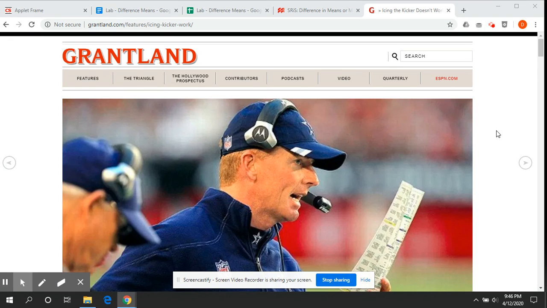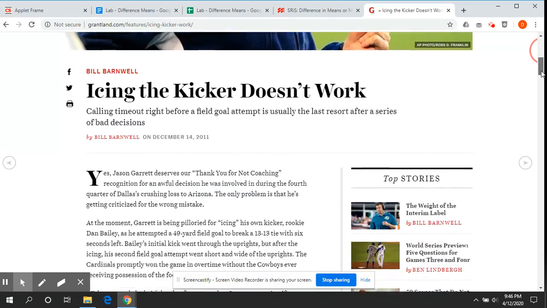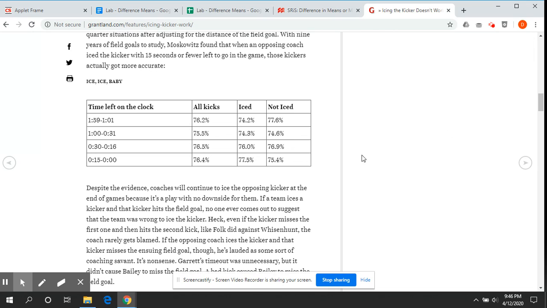And that brings us to the article that I linked today. It talks about icing the kicker, and then it shows you some differences between iced versus not iced. And this is the perspective that I want you to take, because when you watch sports, they're always going to give you numbers of the player at home, or on the road, or during a day game, or when it's cold out or when it's warm out. And what you always have to ask yourself is, are those differences significant?